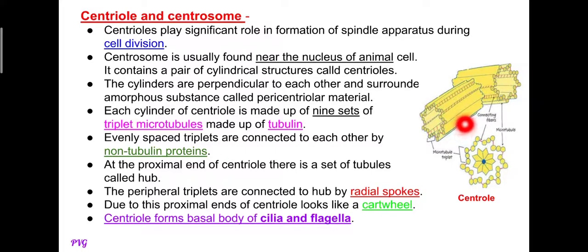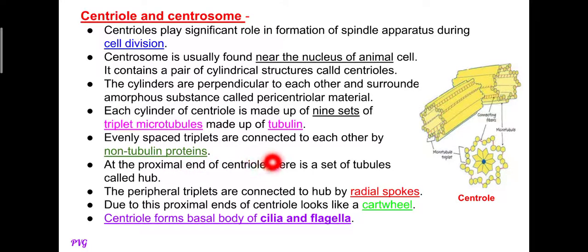And it is generally located near the nucleus in the animal cell. Contains cylindrical structures called centriole. हे सिलेंड्रिकल स्ट्रक्चर्स आहेत. These cylinders are perpendicular to each other and surrounded by amorphous substance called pericentriolar material. These connect with each other and form 9 sets of triplet microtubules, which are made up of tubulin, like in the cilia and flagella. These triplets are spaced triplets connected to each other by non-tubulin proteins. There is a connection with the non-tubulin proteins.